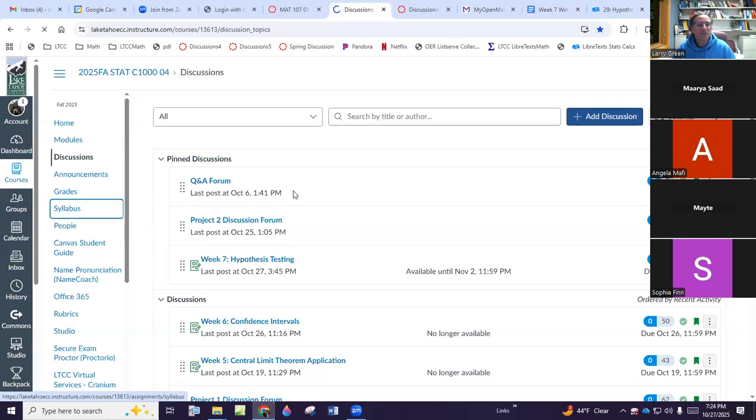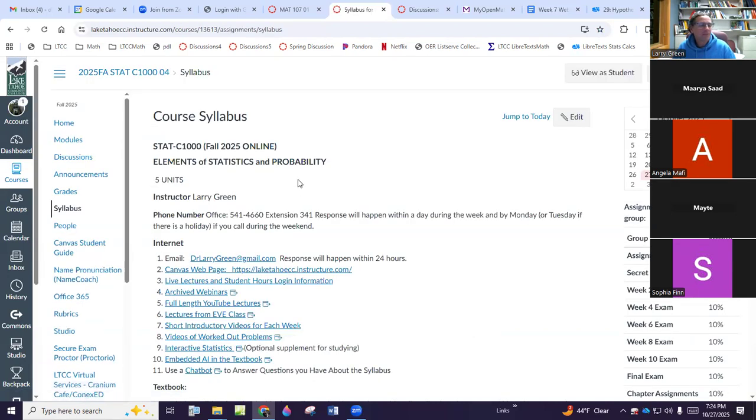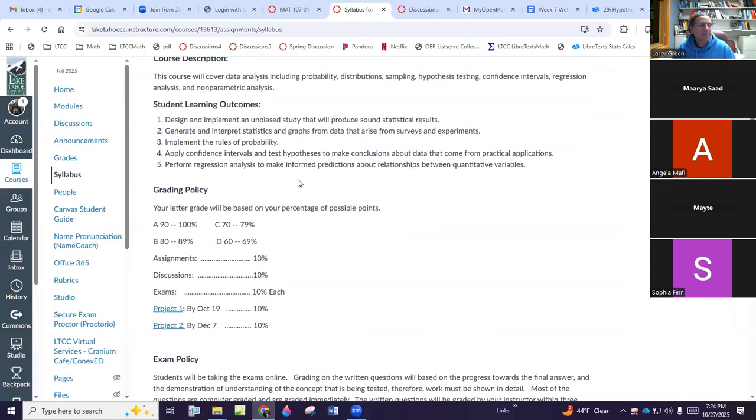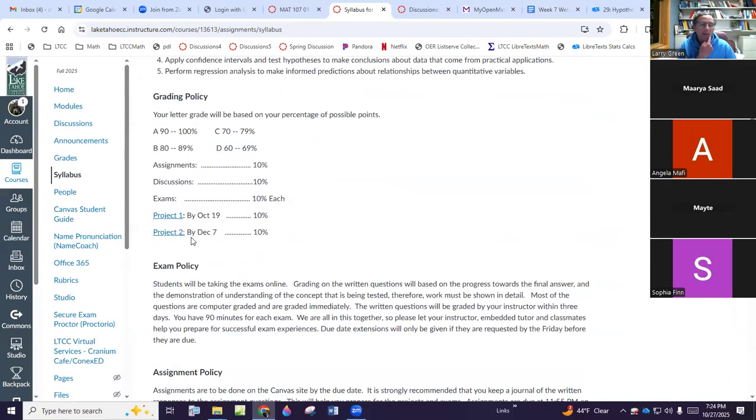If you go to the syllabus, on December 7th. Okay. So you're going to have a lot of time, but again, next week is when you start thinking about it. But I do want to let you know it's not due for a while, but that does not mean you should wait till the last minute.